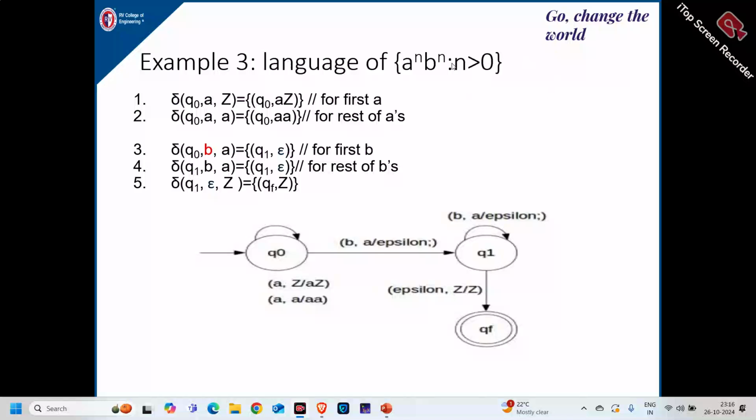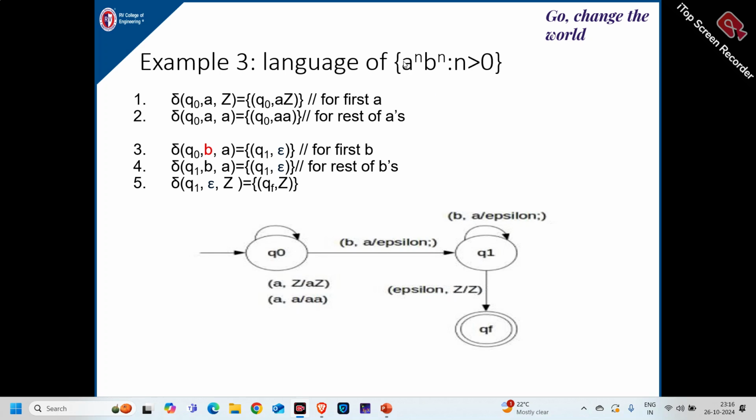Construct a PDA for a^n b^n, where n is greater than 0. It means that the minimum string is ab. Or you can have any number of a's, with at least one a, followed by the same number of b's. So here, let us see the logic.